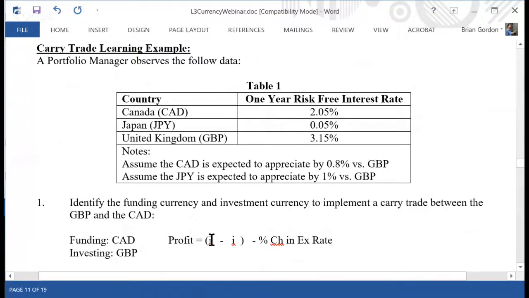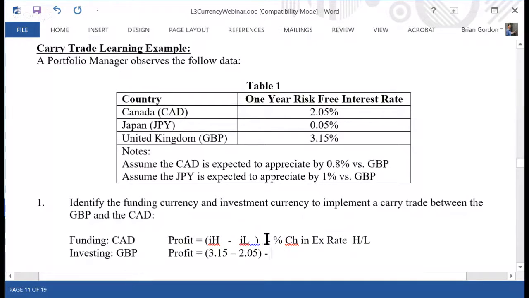What interest rate? Well, this would be following our quotations, and the quotation for our exchange rate had better be high over low. The high yielding currency is the price currency. The low yielding currency is the base currency. So high over low. This had better be the high yielding currency minus the low yielding currency. So if we fill this in, we can calculate the profit equal to, well, let's see, the interest rate differential, 3.15% minus 2.05%. I'll leave the percentages off.